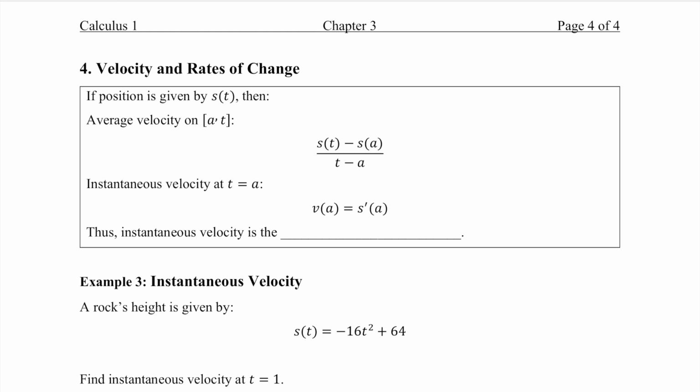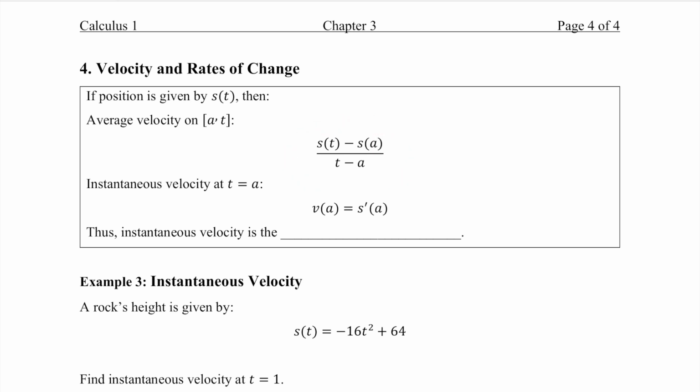Now, let's look at an important application of derivatives, velocity and rates of change. Suppose the position of an object is given by the function s of t, where t represents time. First, we define the average velocity. The average velocity from time a to time t is s of t minus s of a all over t minus a. This formula tells us how much position changes over a period of time. In other words, it measures the average rate of change of a function.